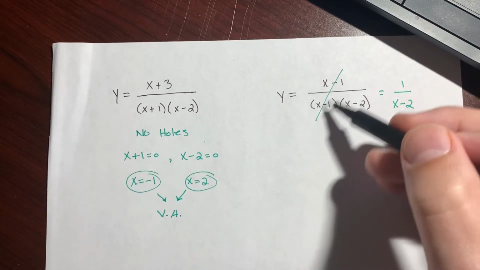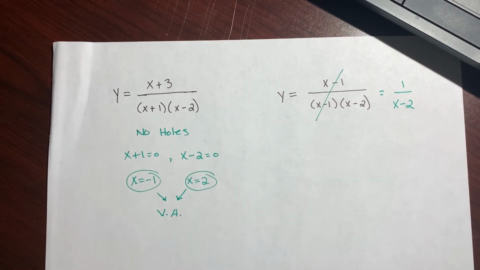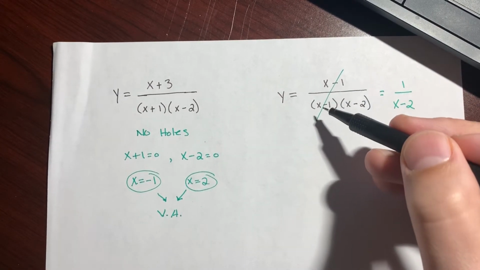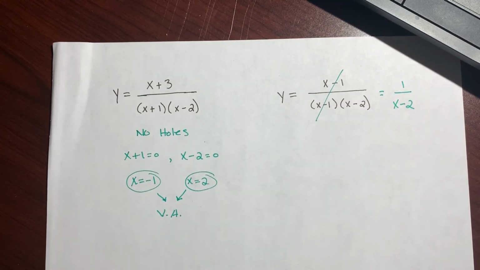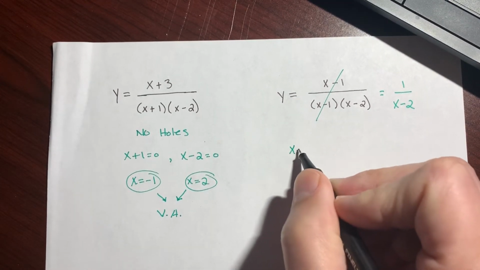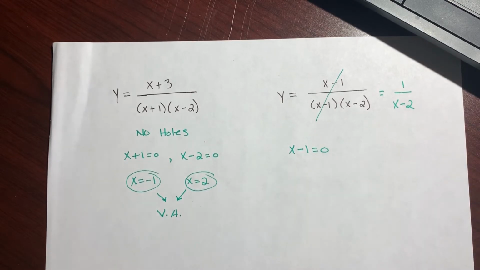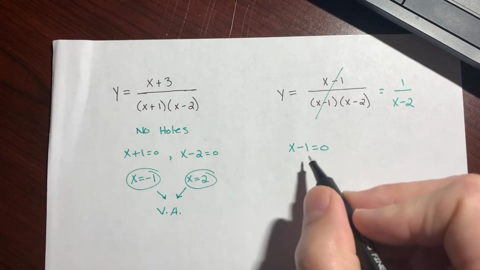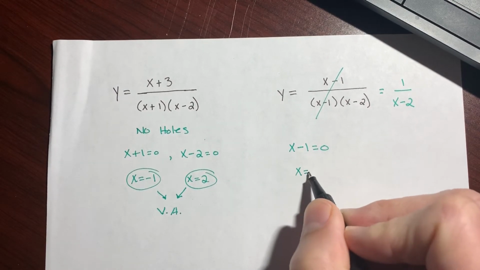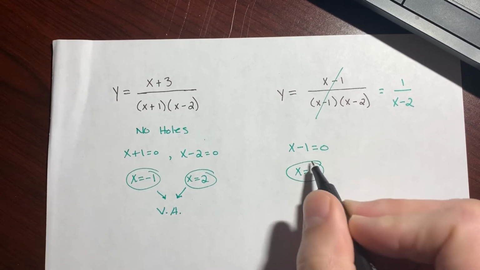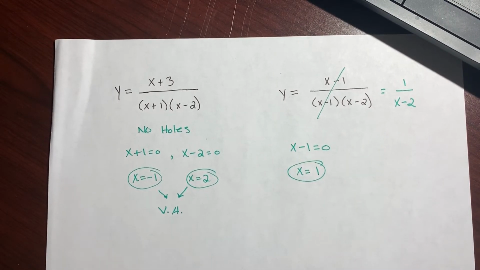So the fact that something canceled tells me I do have a hole. In fact, the expression that canceled, the x minus 1, that's what you want to set equal to 0 to find your hole. So if I solve this, I'm going to get x equals +1. That's the x value of my hole.